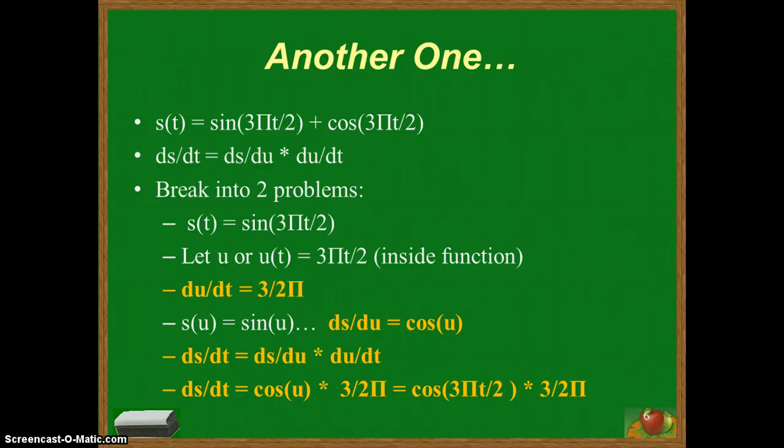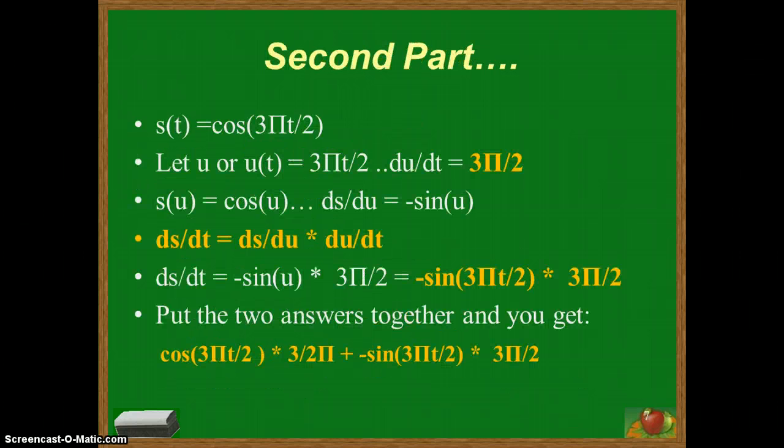The next slide gives us the second part of the problem. It's very similar. Let S2, if you want to think of it that way, of t equal cosine of 3 pi t over 2. Let u be the inside function, so u of t would be 3 pi t over 2. Du dt, in this case, is 3 pi over 2. S of u, our outside function, would be the cosine of u. The derivative of that, ds du, would be negative sine of u.